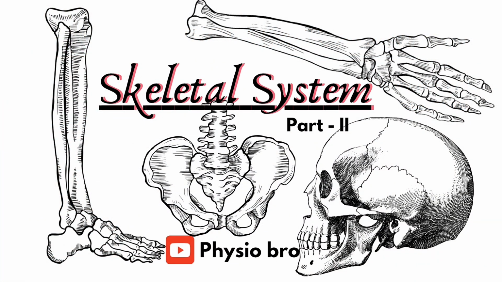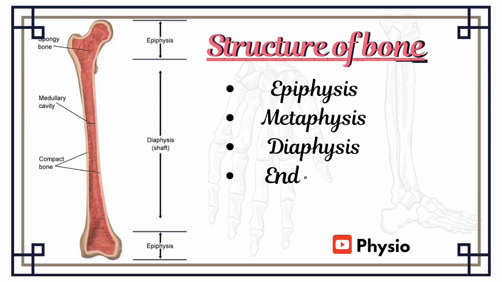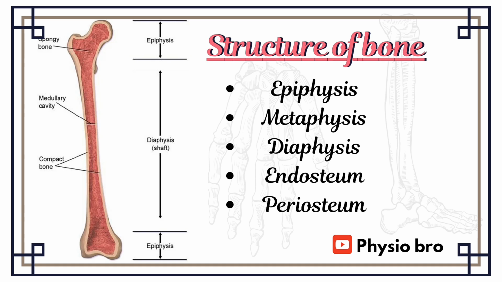Hello everyone, this video is a continuation of the previous video on the skeletal system. Structure of bone. The structure of a typical long bone consists of epiphysis, metaphysis, diaphysis, endosteum and periosteum.